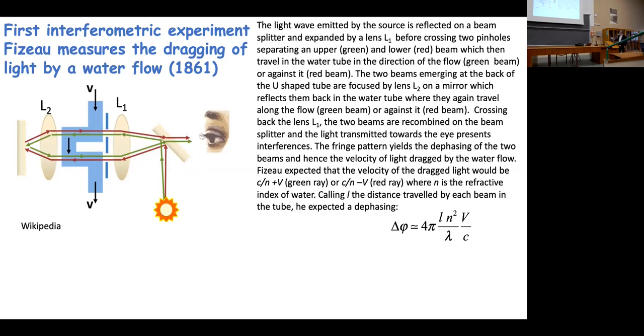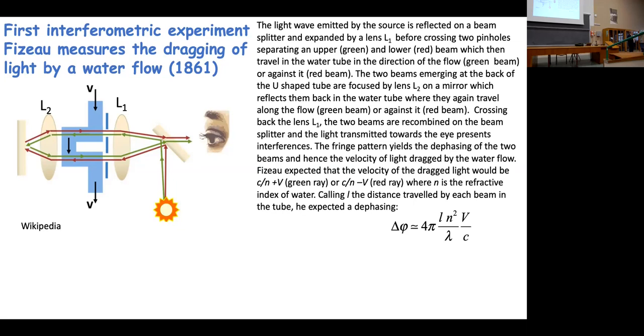You have a green path, which is going like that, and a blue path, which is going in the opposite way. Because when the light is coming out here, you have here a mirror on the lens which refocuses the beam inside. If you look at this figure, you see that one beam is going along the flow, and the other beam is going against the flow.